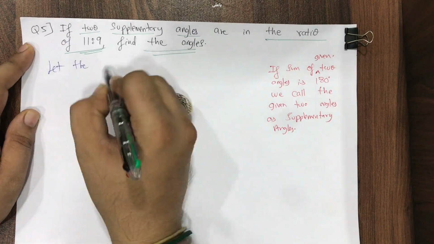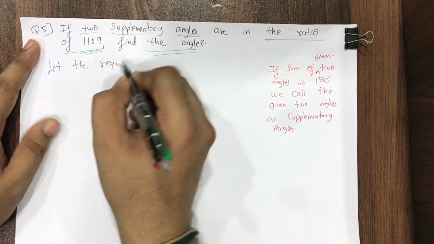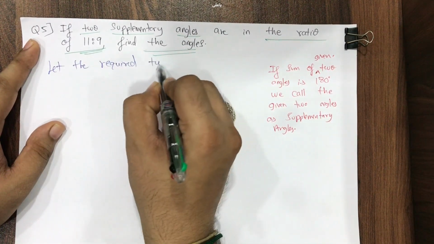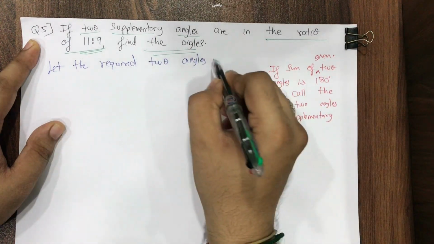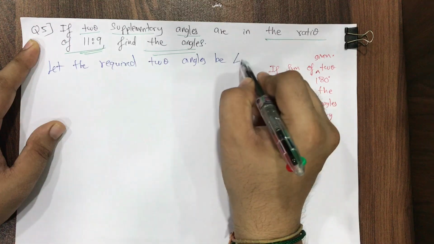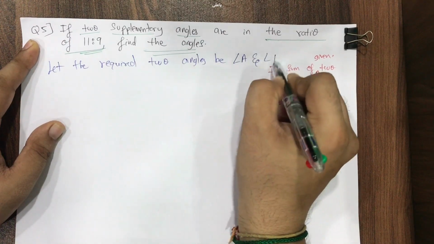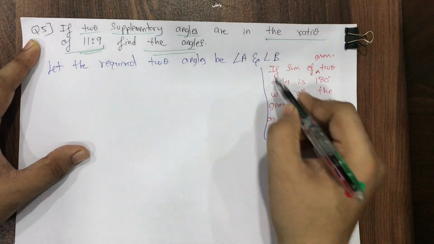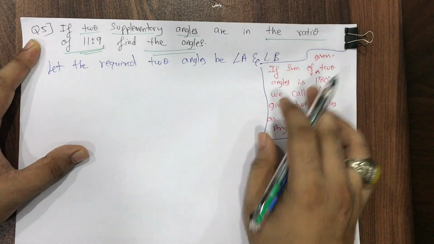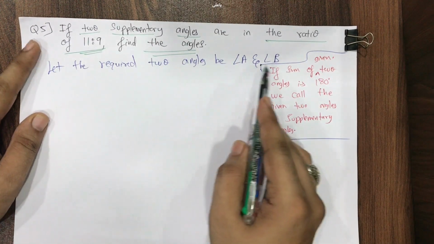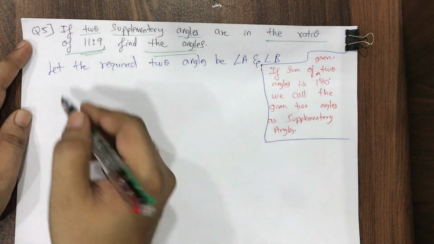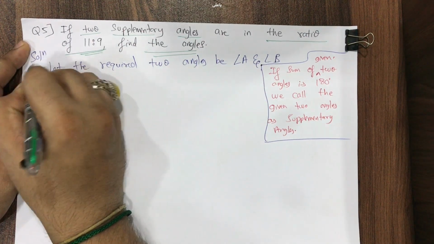Let the required two angles be angle A and angle B. This was a short explanation given by me. Let the required two angles be angle A and angle B. From here I started with my solution, okay students.